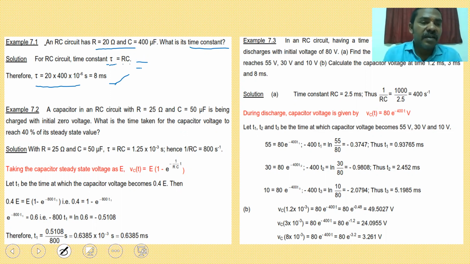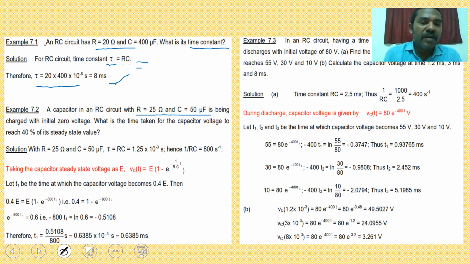Then coming to the second problem. An RC series circuit has a resistance of 25 ohms and a capacitance of 50 microfarads. It is being charged with initially 0 voltage. What is the time taken for the capacitor voltage to reach 40% of its steady state value? Initially the question says that there is no charge in the capacitor.